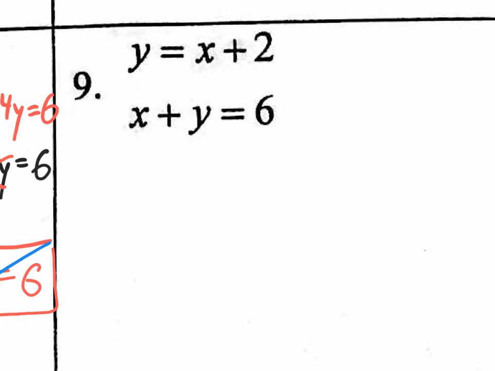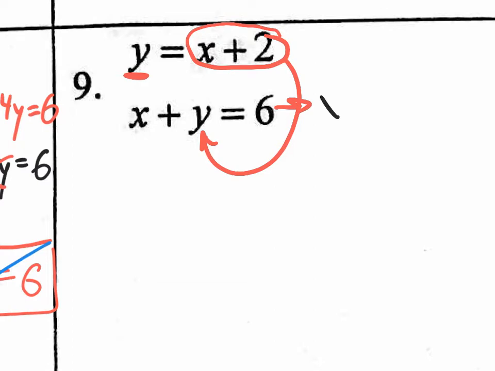Substitution method. So I'm going to pick an equation. Which one is the easiest one to pick? Obviously the top one. Why is that? Because it already has y by itself. So all I need to do is take this and plug it into y. So my new equation is going to be x plus, but instead of y, I'm plugging in the x plus 2. And then equals 6.